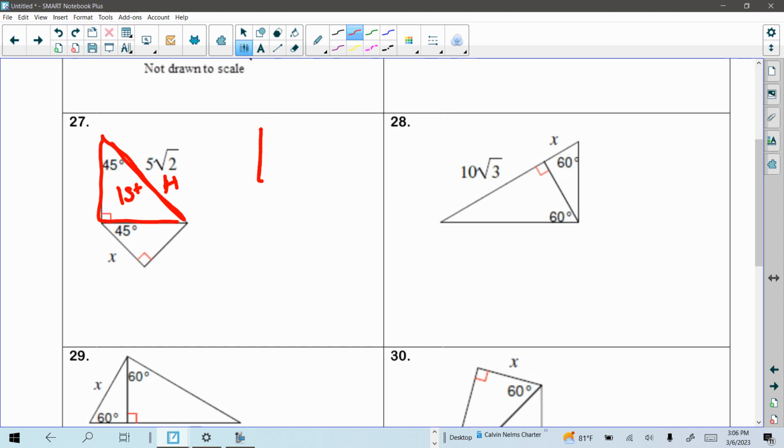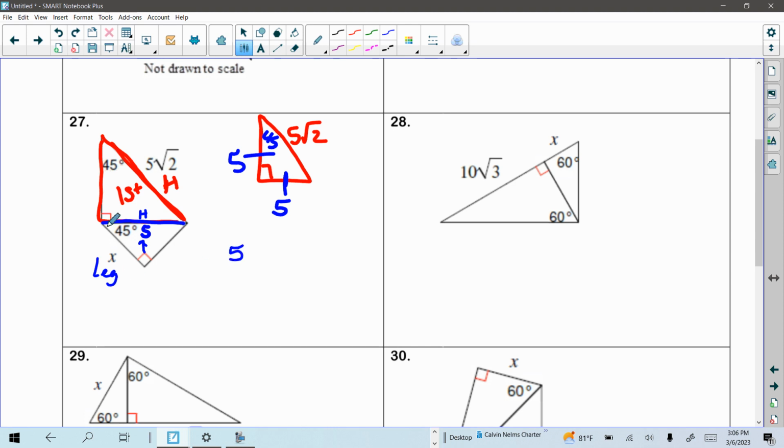Now, if you want to redraw it, you can. If this is 5 root 2, and I know it's a 45, 45, 90, the legs are the same. So that means the legs both would have to be 5 here. So that now lets me know that this shared leg is 5. And in that triangle, that also is a hypotenuse. So I'm going from hypotenuse to this missing leg.